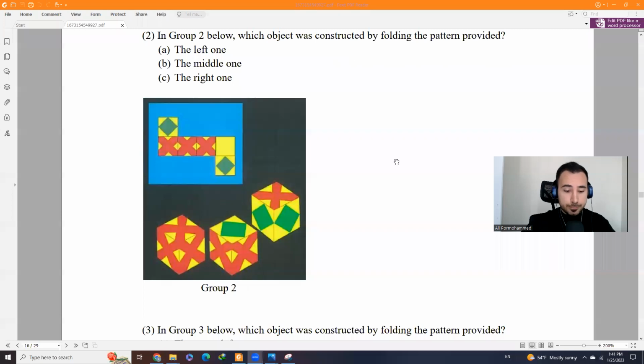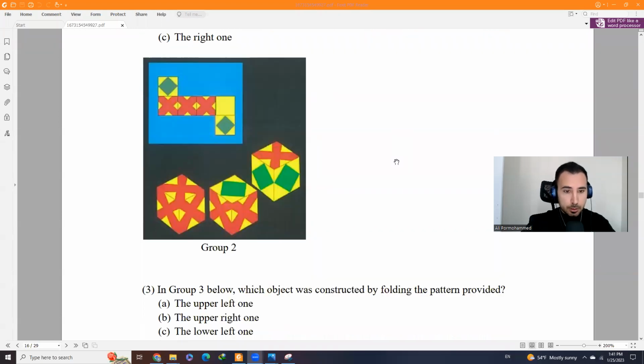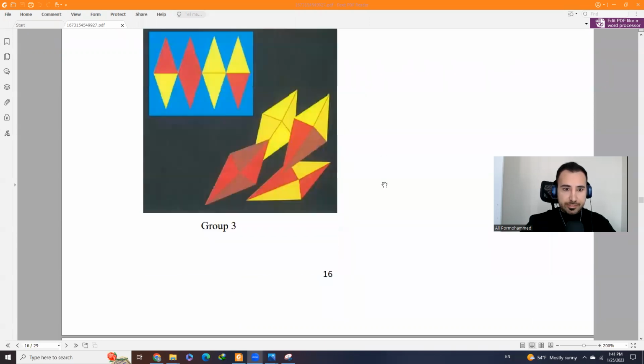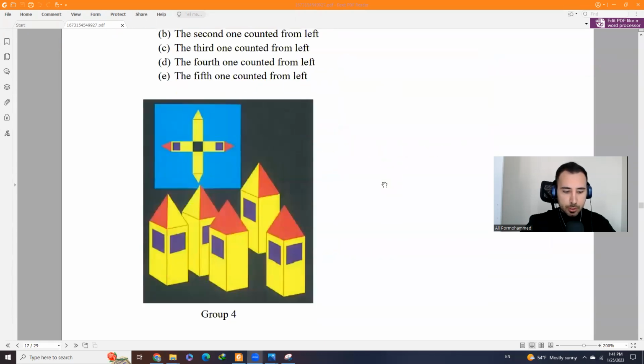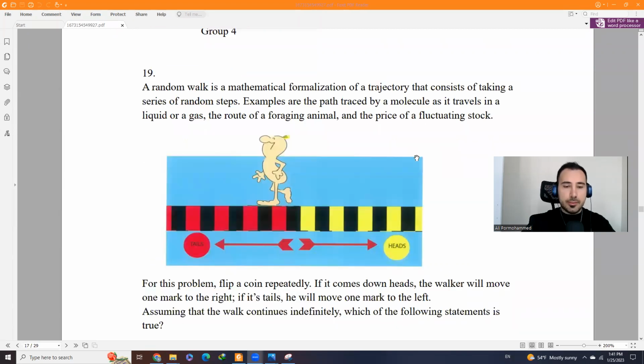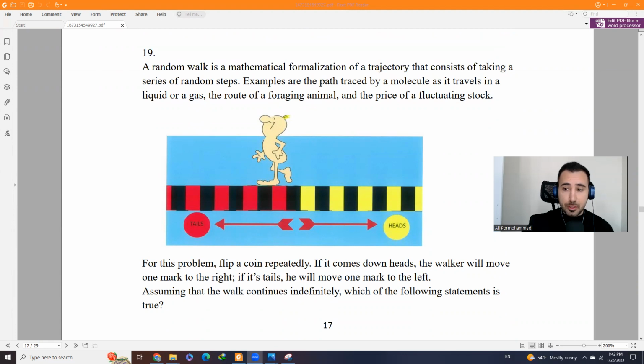So this one would be the right answer. This one, I think this one is the right answer. For the next one, I think this one would be the right answer. Okay. Just check. Tell me if you have different answers. And then the next question, question 19, is very beautiful, very interesting.